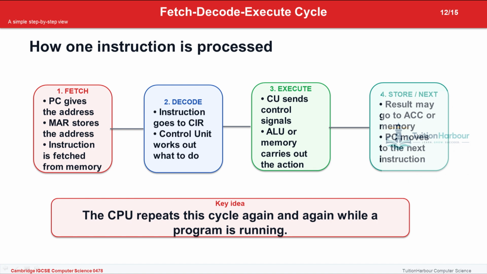Fetch, decode, and execute. First, the CPU fetches the next instruction from memory. The program counter gives the address and the instruction is loaded into the current instruction register. Next, the control unit decodes it. The CPU then executes the instruction and prepares for the next one.